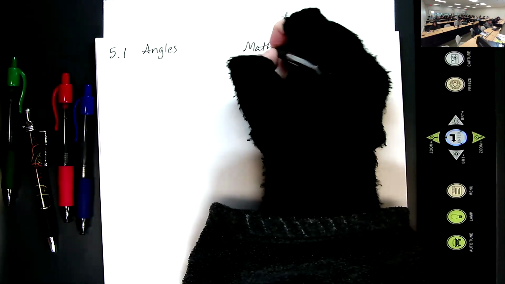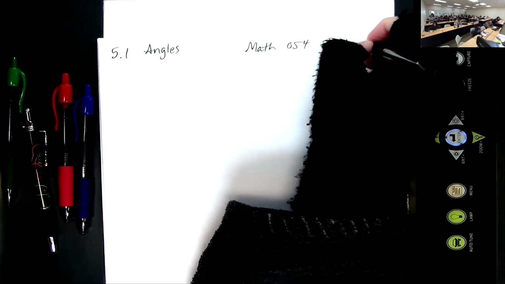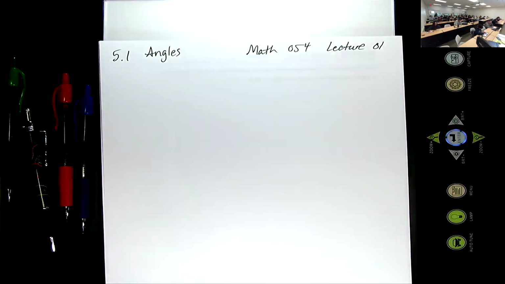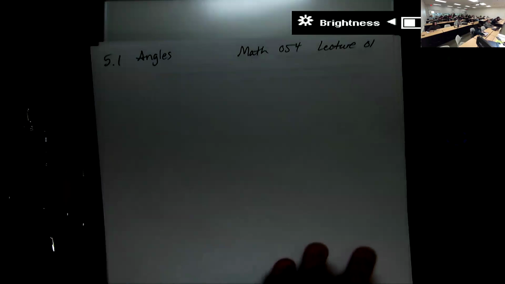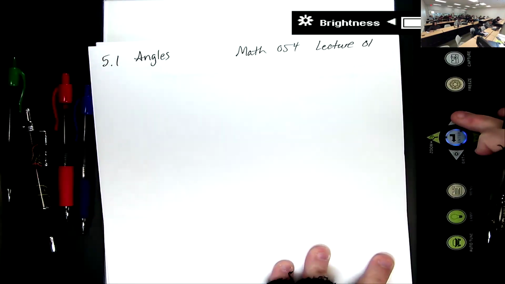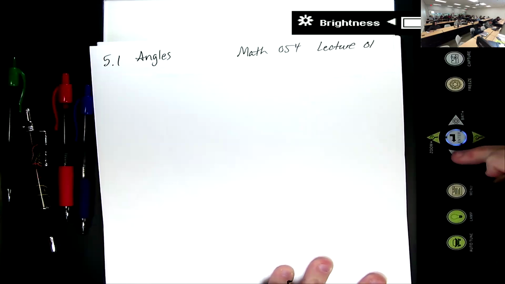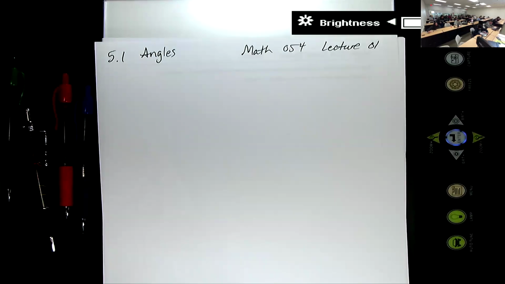Math 54. Lecture 1. A little bright, dim it a little bit. Whoa. I think they want to do that scale very slowly, doesn't it? There we go.